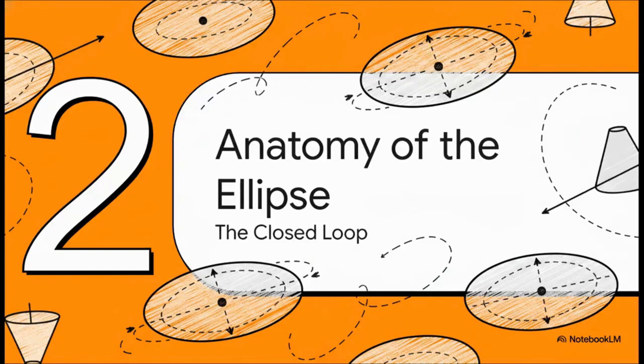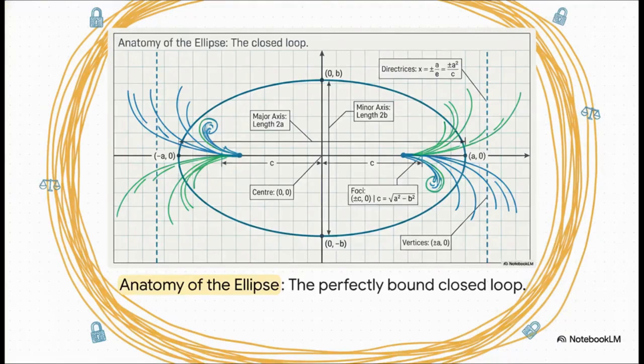Section 2, Anatomy of the Ellipse. Look at this perfectly bound, closed loop. The ellipse is really a shape of restriction. Those 2 focal points, the foci, they're securely held inside those gentle curves, completely locked in by the major and minor axes. Literally everything about this shape screams containment and balance.